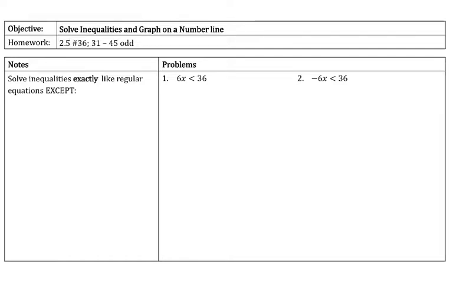Today we're going to start off the week by talking about solving inequalities and graphing them on a number line.